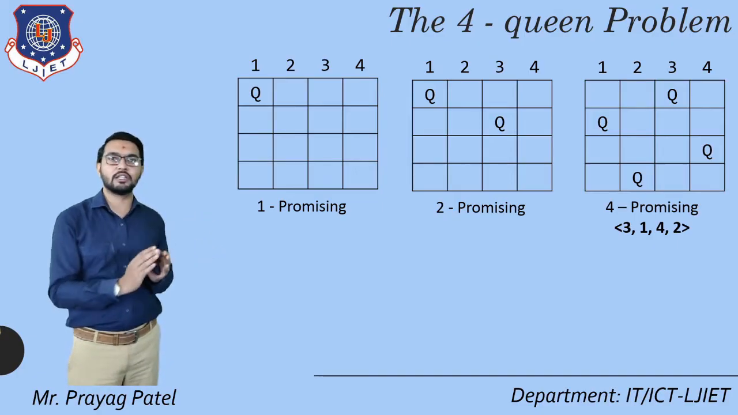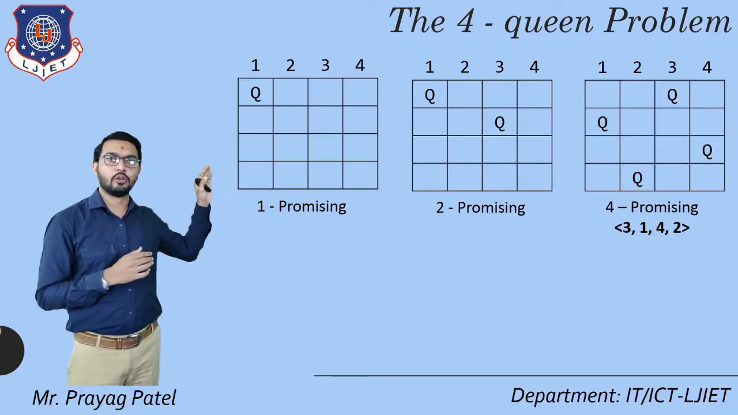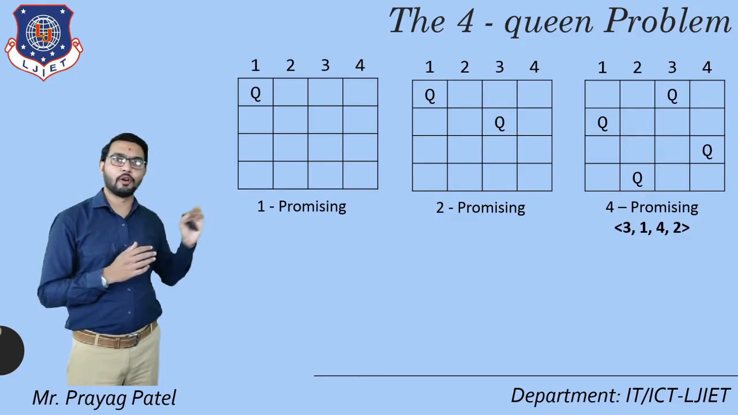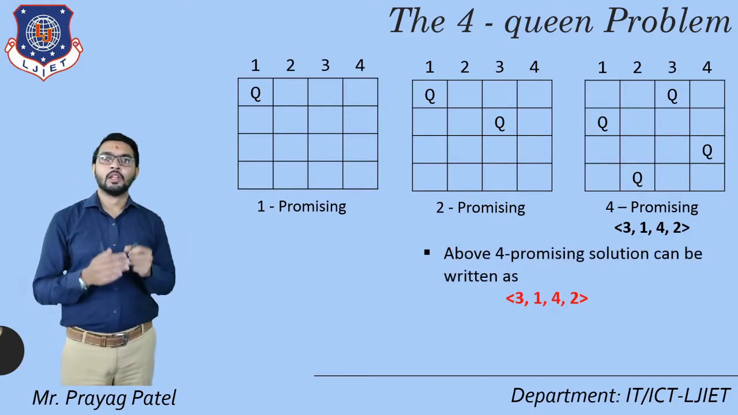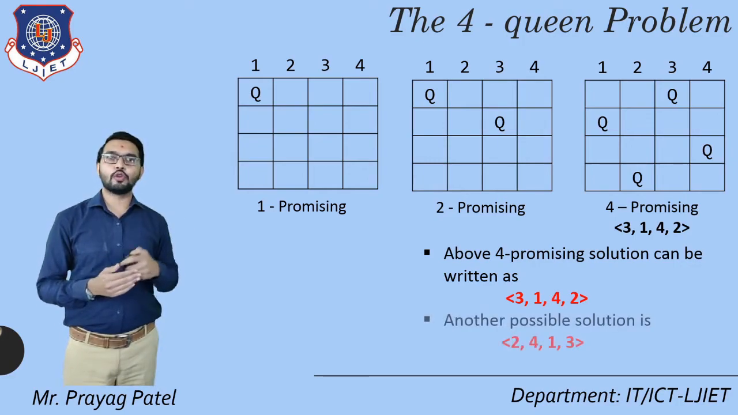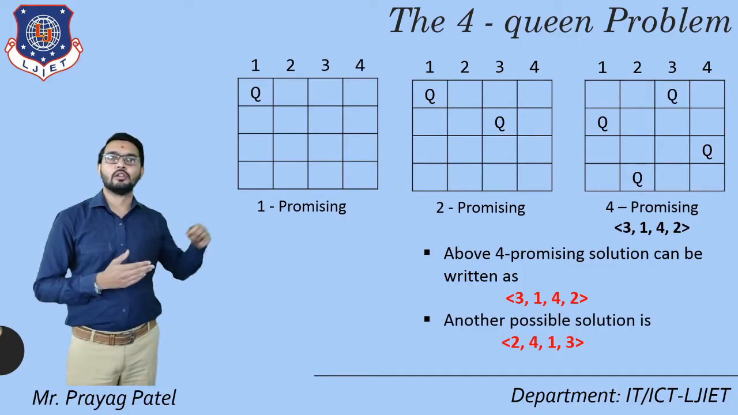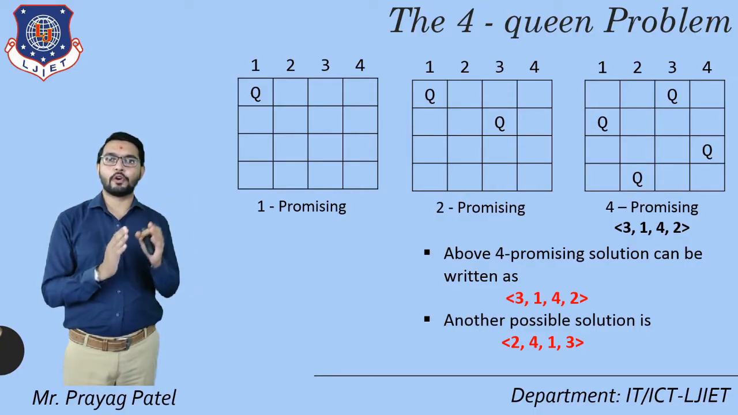Here the solution is considered as column numbers. So in the first row column 3, in the second row column 1, in the third row column 4 and in the fourth row column 2. So the solution is 3 1 4 2. So this is your solution. So the above 4 queen promising solution can be written as 3, 1, 4, 2. Also you can write this solution in another way, meaning the reverse order of your solution. So another solution is 2, 4, 1, 3.